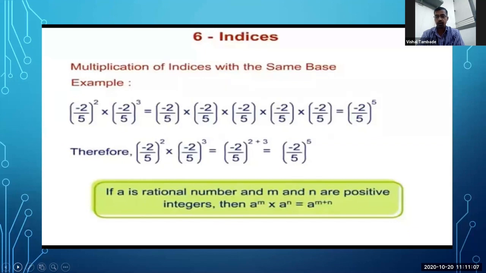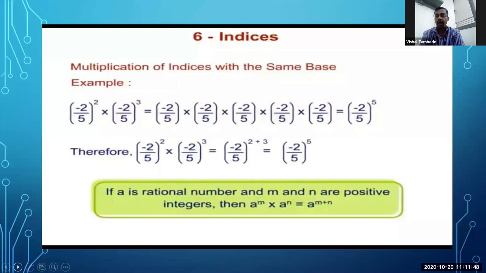It's most important. Therefore, minus 2 upon 5 raised to the power 2 multiplied by minus 2 upon 5 raised to the power 3. Okay, base is same. Write it one time, minus 2 upon 5. And add the power because the operation is multiplication. If the operation is multiplication between two indices, then you have to add the power. Means the first power is 2 and the other power is 3. 2 plus 3, 5. Means our answer is minus 2 upon 5 raised to the power 5.